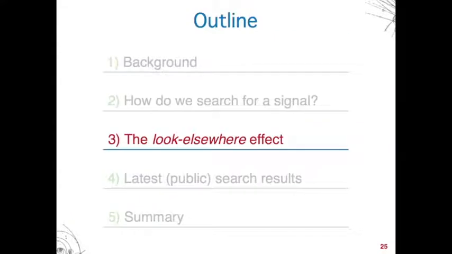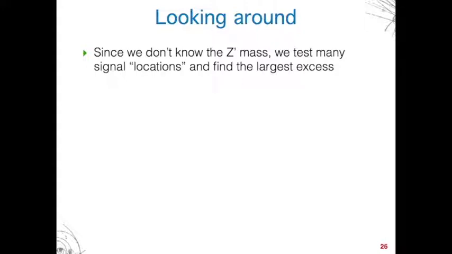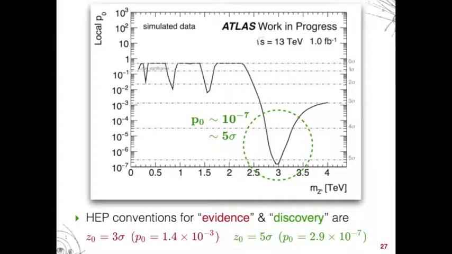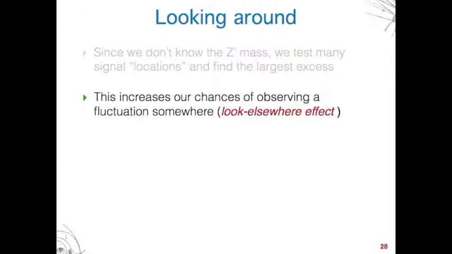I need to talk about a phenomenon called the look elsewhere effect. Now, since I mentioned we don't know the Z prime mass, we need to test various different locations. We need to test different hypotheses and see where's the largest excess. And that's what we see here. Again, 5 sigma here in this toy experiment. That would constitute discovery in high energy physics.